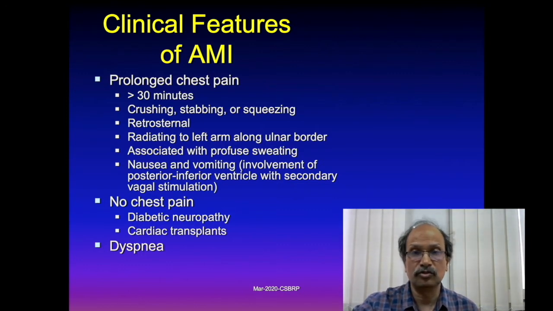And there are certain conditions where acute MI may not be associated with development of typical chest pain, which is described earlier. So what are these conditions? Diabetic neuropathy. The chest pain may not be very obvious in a patient who has had uncontrolled diabetes for a longer time and developed neuropathy, or in persons who underwent cardiac transplants. And the patient will have dyspnea, especially when the left ventricle is involved, due to pulmonary edema.